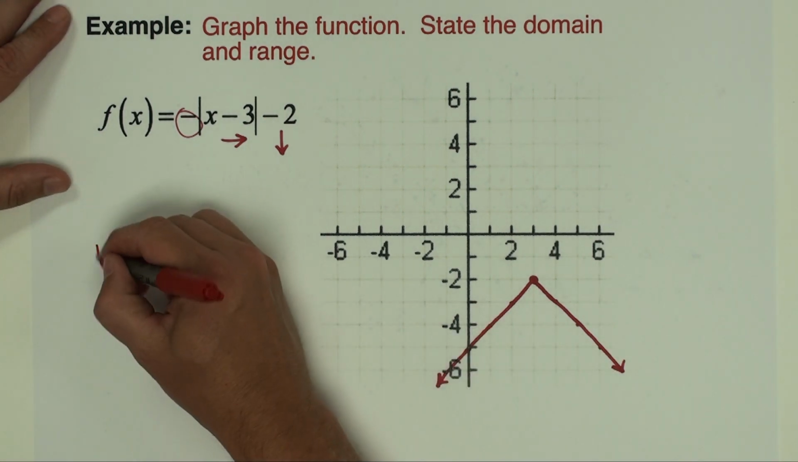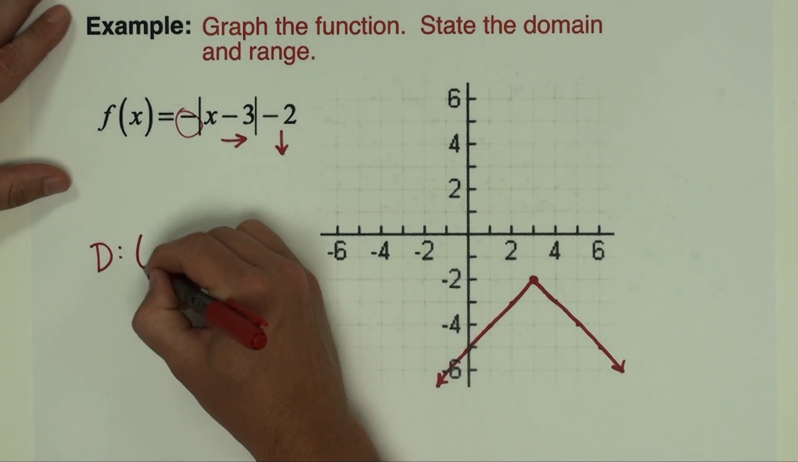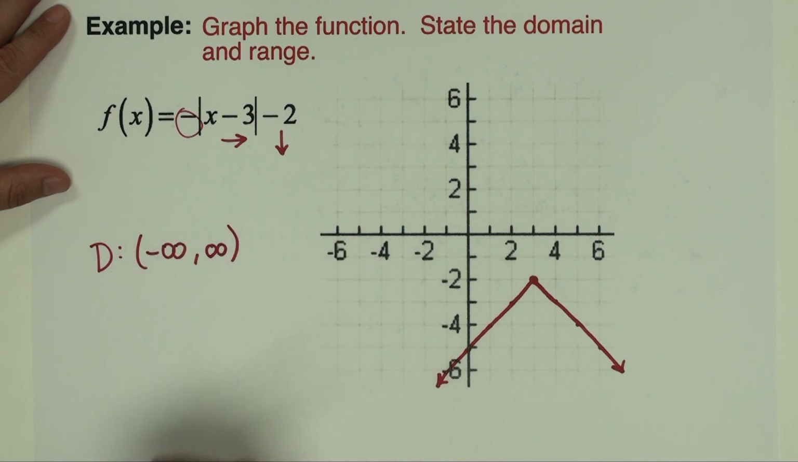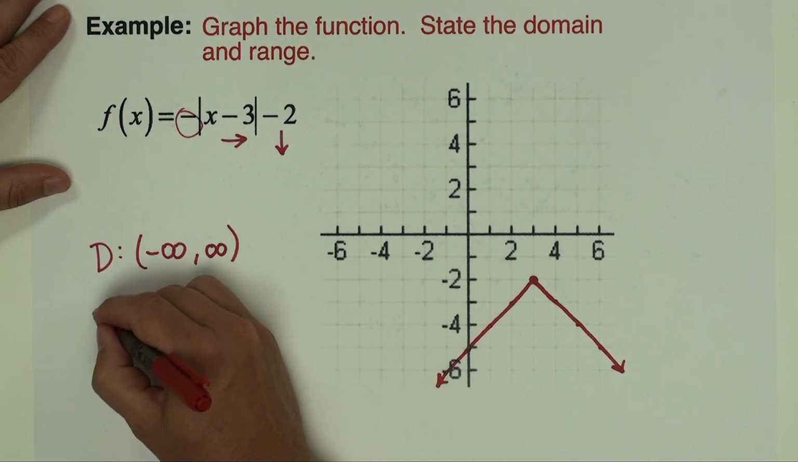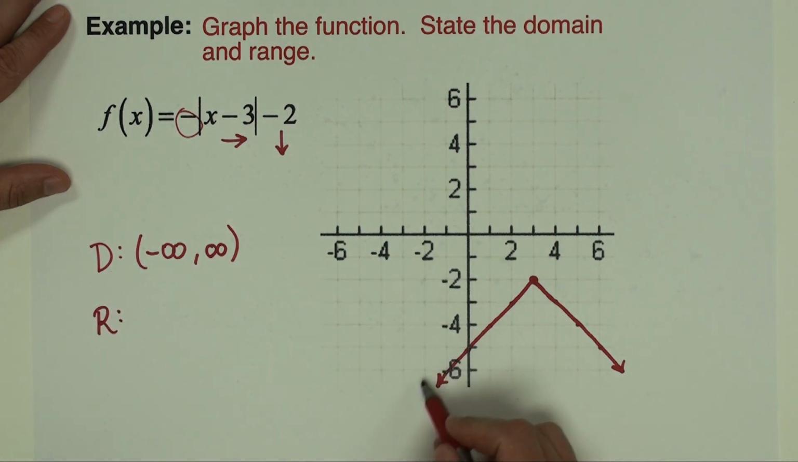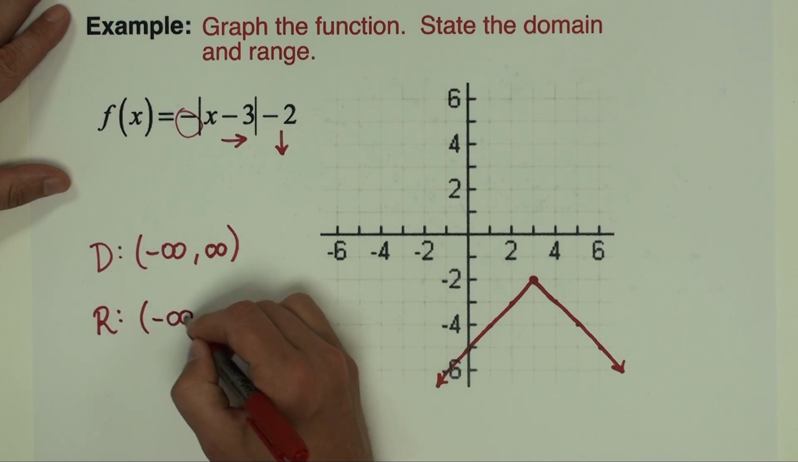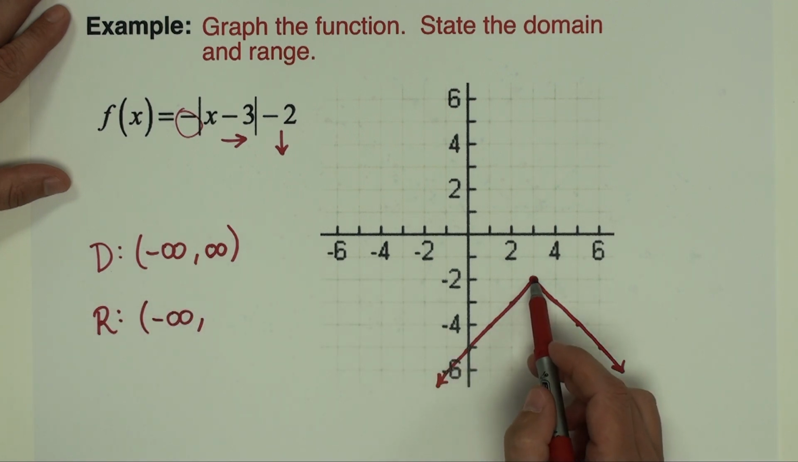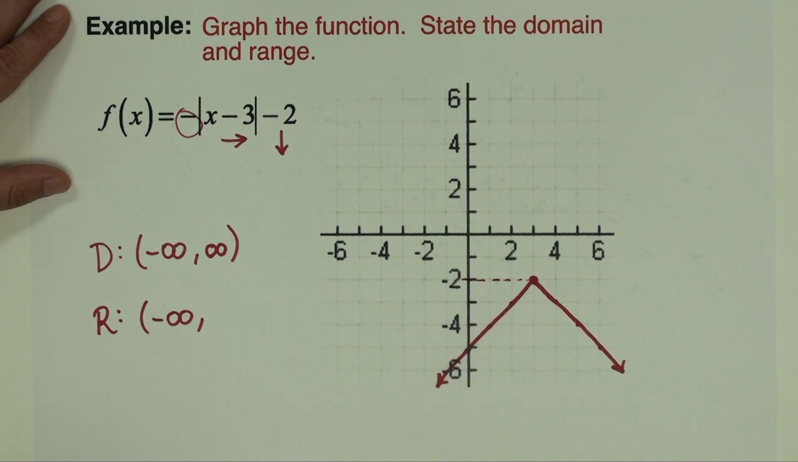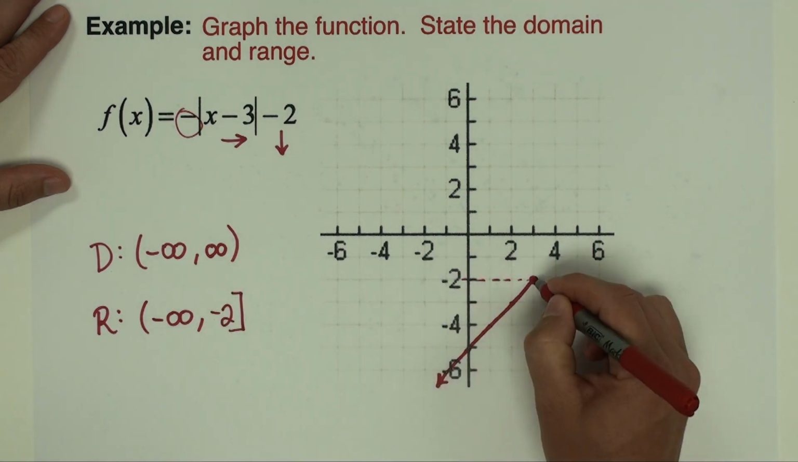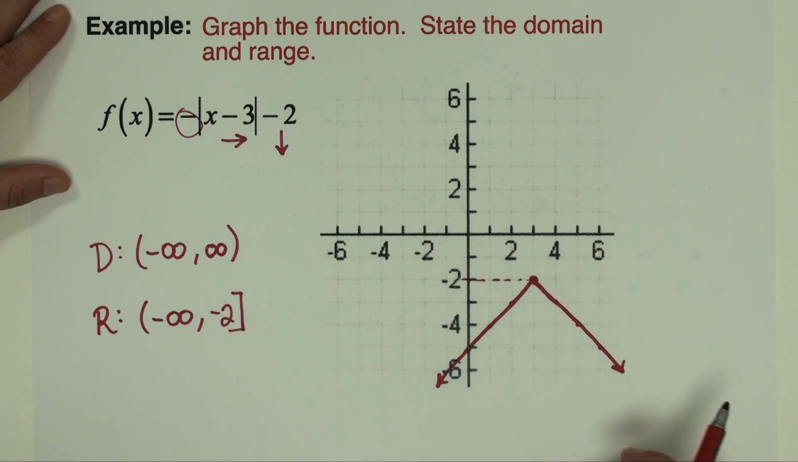Now the domain of this graph, as with all absolute value graphs, is negative to positive infinity. And the range, this graph continues down forever, so its lowest point is negative infinity. It does have a highest point right here at negative 2. That negative 2 is a solid point on the graph, so it's included with brackets.